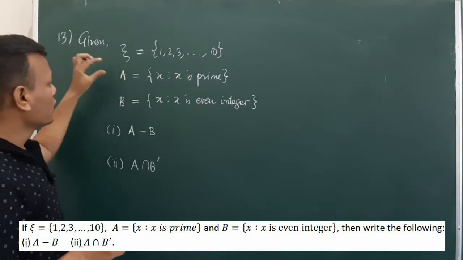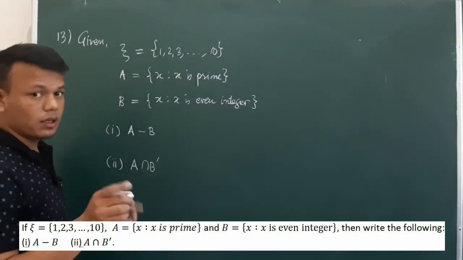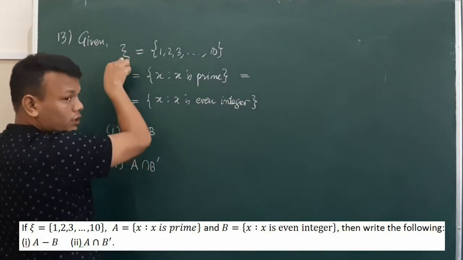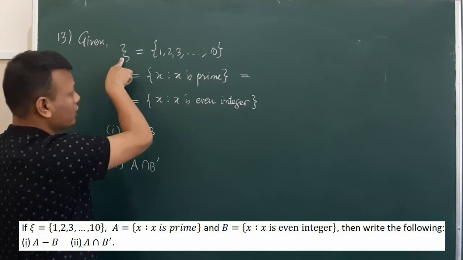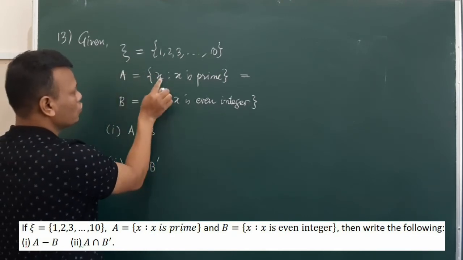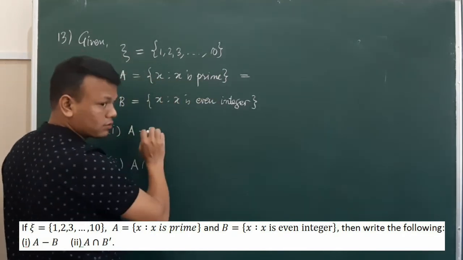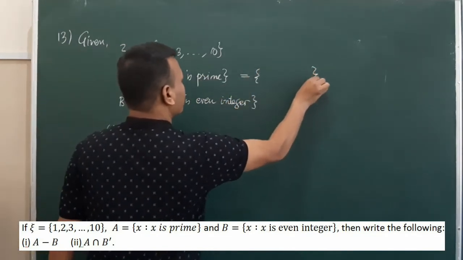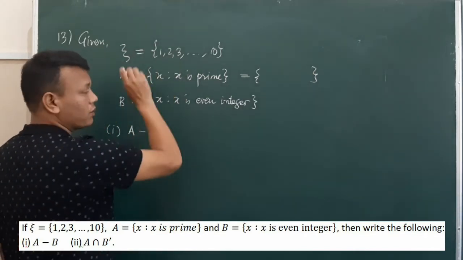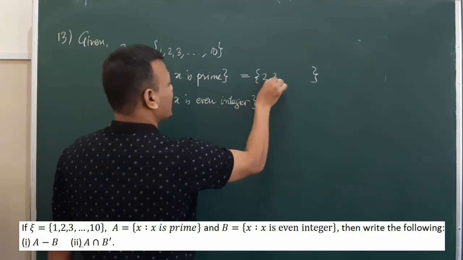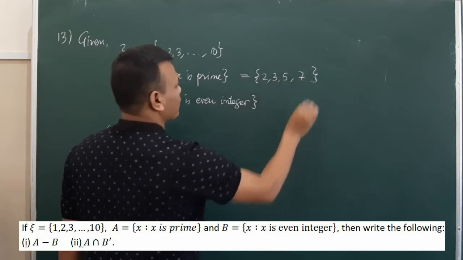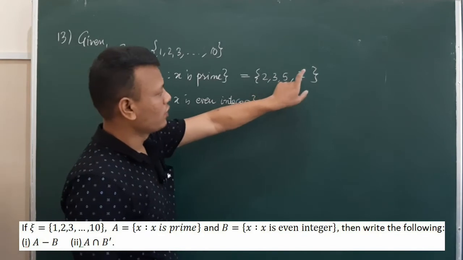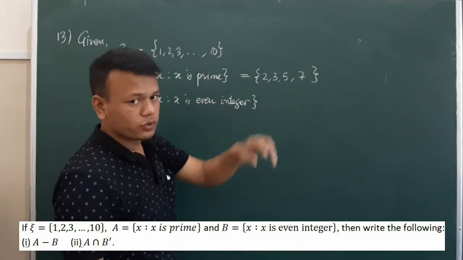First and foremost, we have to write this in roster form. Since A is a subset of the universal set, I am going to choose all the prime numbers from this and put them within this set. So this set becomes my set A. Now what are the prime numbers? The prime numbers are 2, 3, 5, 7. Only these are the prime numbers. 8 is not a prime number, and 9 is also not a prime number.